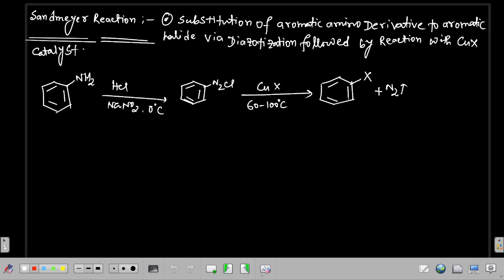Okay. Next is the Sandmeyer reaction. It is a substitution reaction of an aromatic amino species to an aromatic halide via diazotization. So here you see aniline will react with sodium nitrite in HCl. So how will it react? The nitrite will be present in this form.